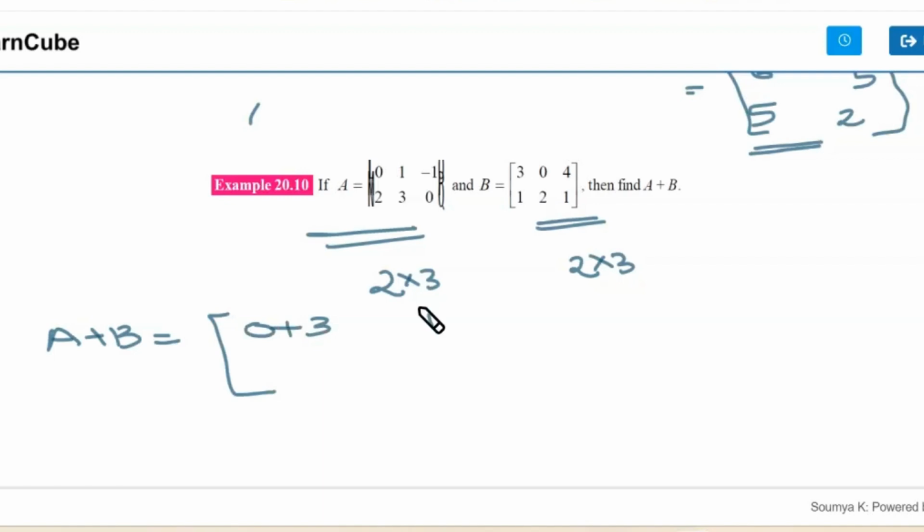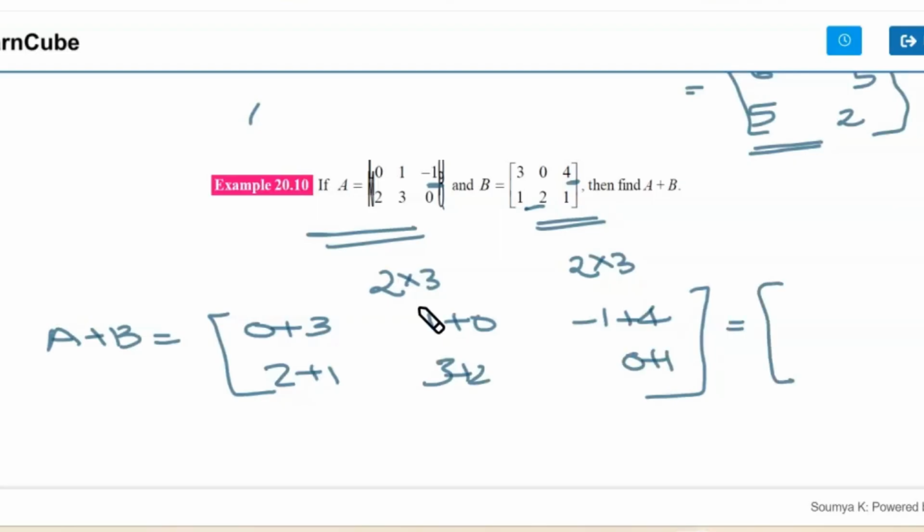So 0 plus 3, 1 plus 0, and minus 1 plus 4. Add them. And then 2 plus 1 here, 3 plus 2 here, and 0 plus 1 here. Now add them, and the solution will be 0 plus 3 as 3, 1, 3 here, 3, 5, 1. This is the resulting solution of your given matrices.